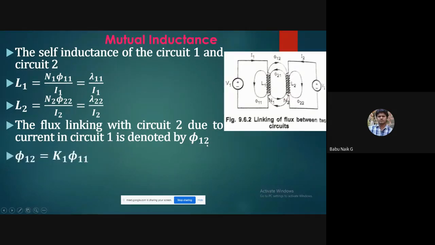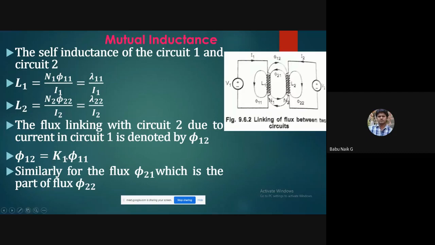Okay, so some constant exists between these; we are going to take a constant, where the flux linking with circuit 2 due to current in circuit 1 is denoted by phi 12. So phi 12 is equal to K1 into phi 11. So K1 here is a constant.